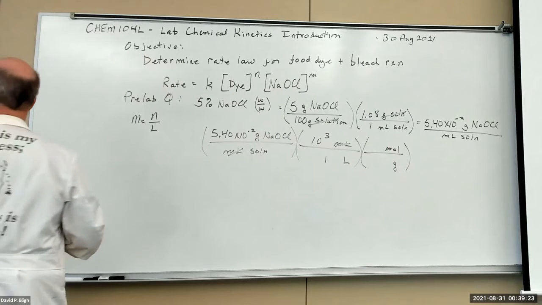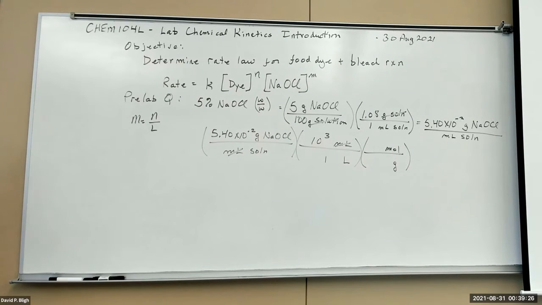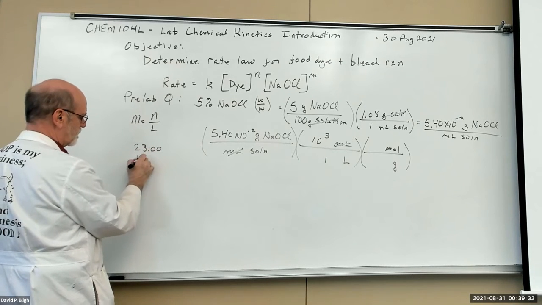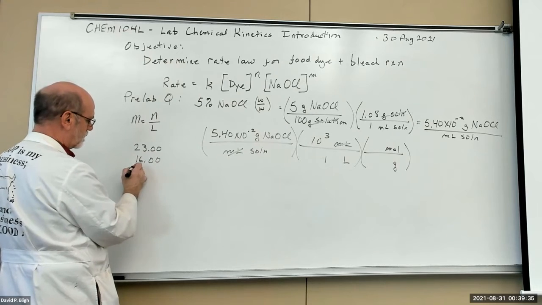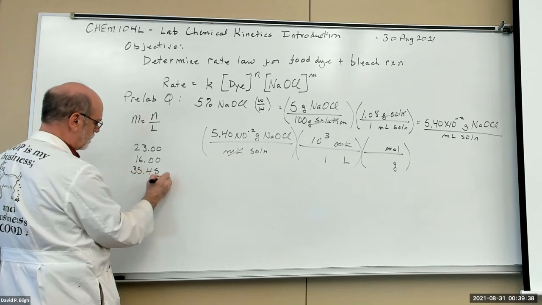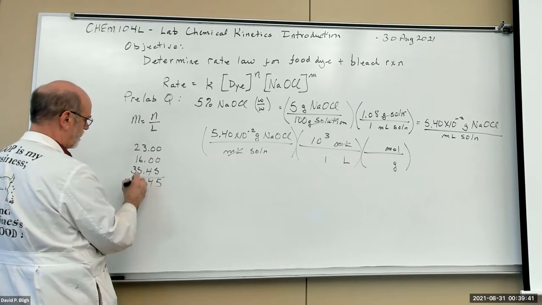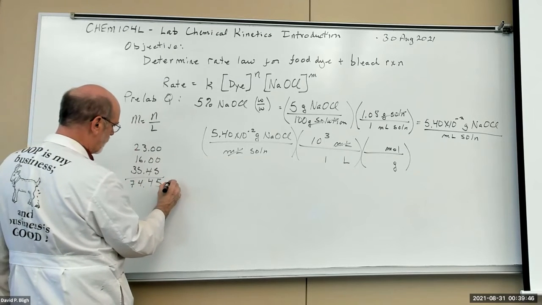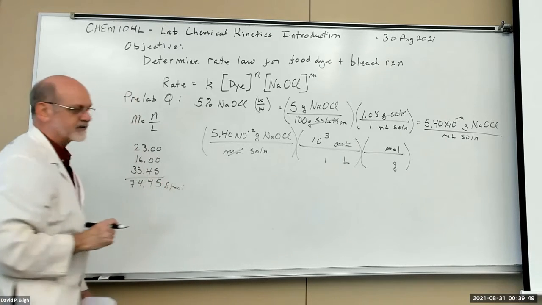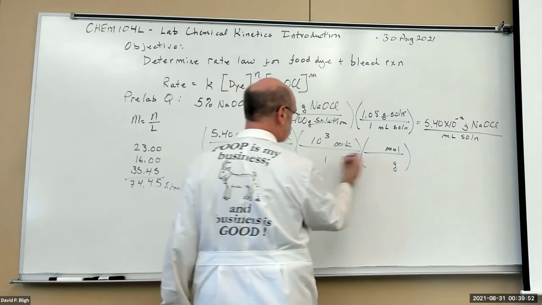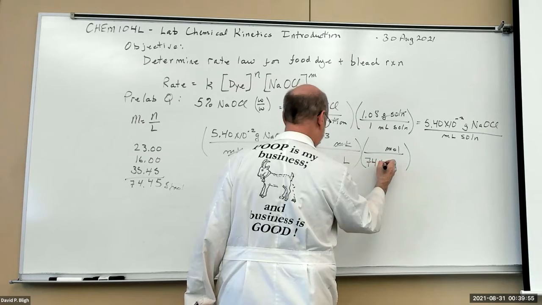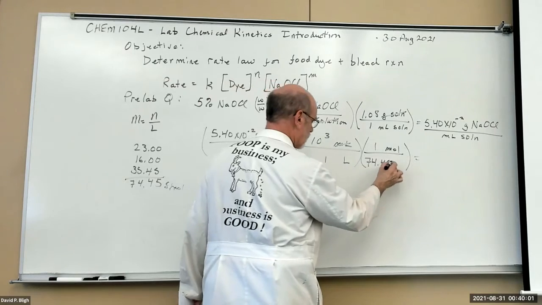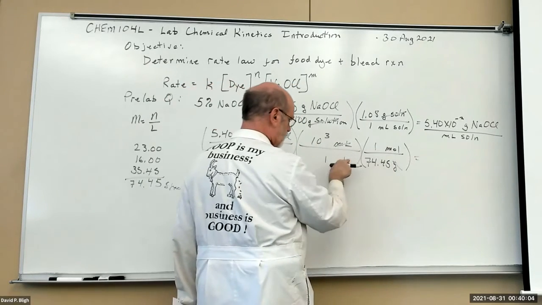So how do we do that? Sodium is what? Well, we look on a periodic table. 23.00 for sodium. How about oxygen? 16. How about chlorine? 35.45. 74.45 grams per mole is the molar mass of sodium hypochlorite. There we go. Now that should get rid of grams here, grams there. That's moles per liter, right?